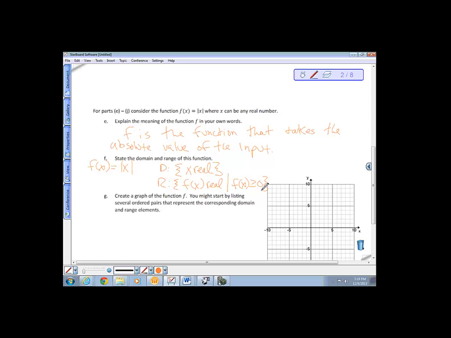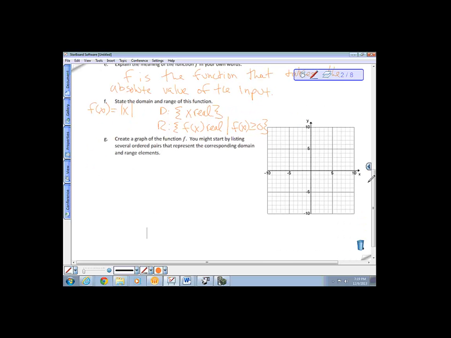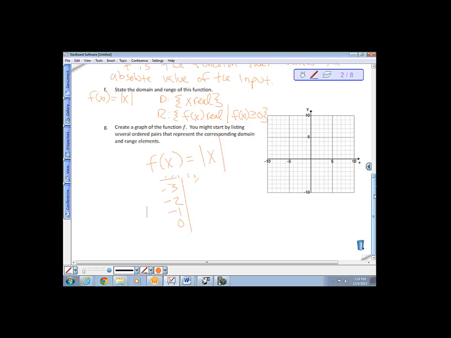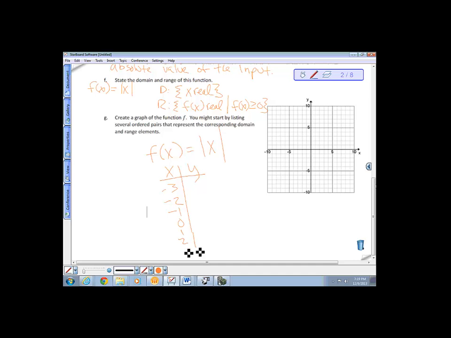Create a graph of this function. So let's create a graph of f of x equals absolute value of x, which of course we'll get to in a second, but we'll just start inputting x values. Let's start with -3, -2, -1, 0, 1, 2, 3, which is the y value, sorry, it's actually f of x, which of course is basically the same. The absolute value of -3 is 3, absolute value of -2 is 2, absolute value of -1 is 1, absolute value of 0 is 0, 1 is 1, 2 is 2, 3 is 3.